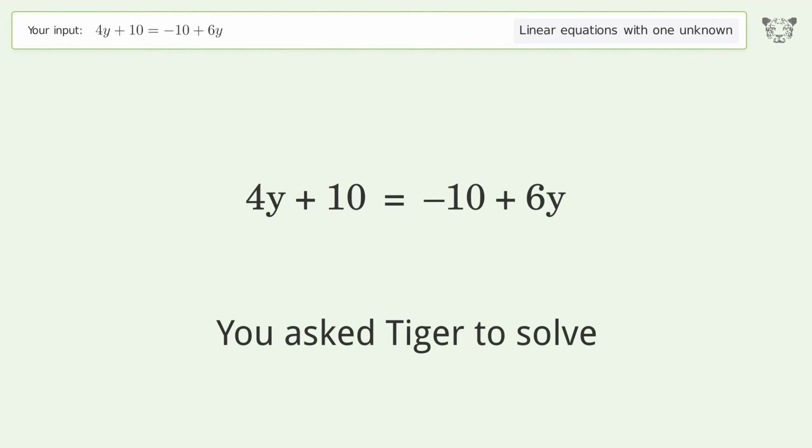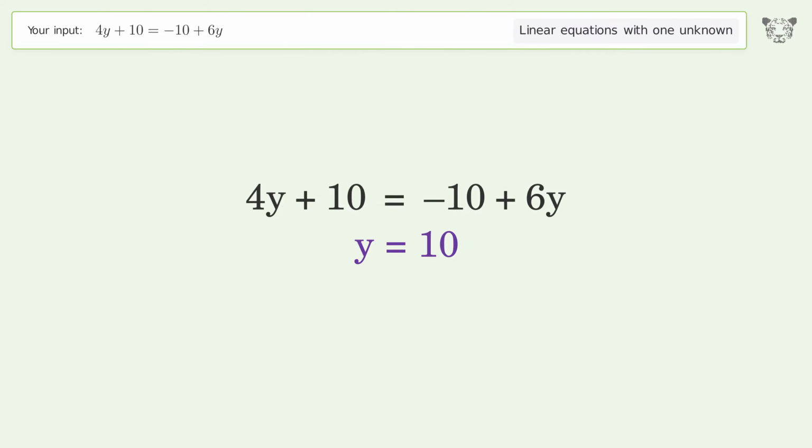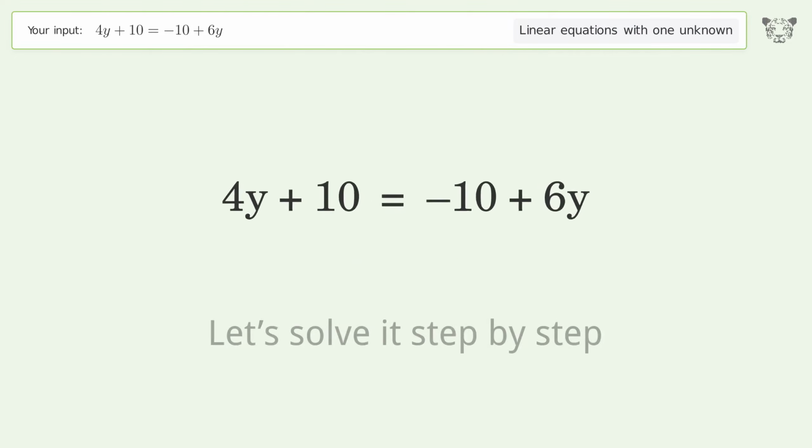You ask Tiger to solve. This deals with linear equations with one unknown. The final result is y equals 10. Let's solve it step by step.